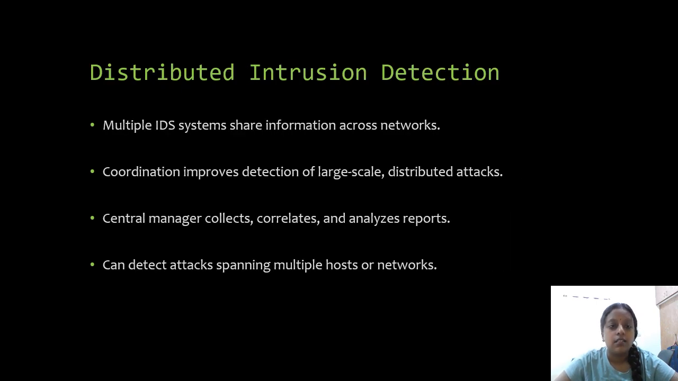Let's look at another type of intrusion detection system, which is distributed intrusion detection. Multiple IDS systems share information across networks. Coordination among these IDS systems improves detection of large-scale or distributed attacks. The central manager collects, correlates, and analyzes reports. It can detect attacks spanning multiple hosts or networks. So basically, today's attacks often hit several systems at once, like DDoS or distributed denial of service attacks.